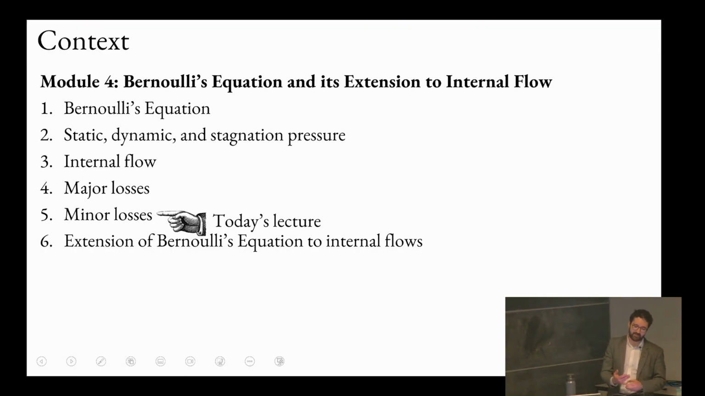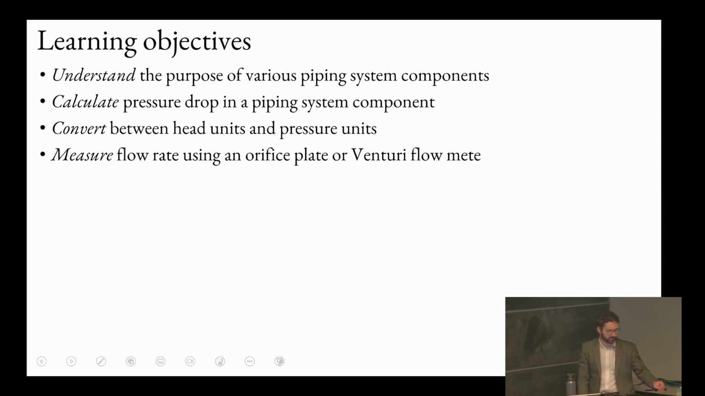So we're almost at the end of this section. We're talking about minor losses. Our learning objectives for today are to understand these different piping system components, calculate the pressure drop in one of these components, and convert between different types of units for pressure that are used in engineering. So those are head units and pressure units. We're going to see what that means. We're also going to see how we can use minor losses to measure flow rates.